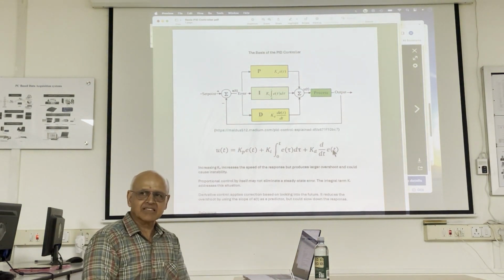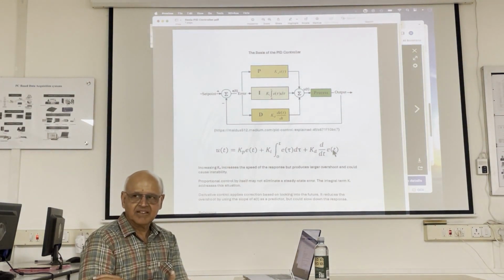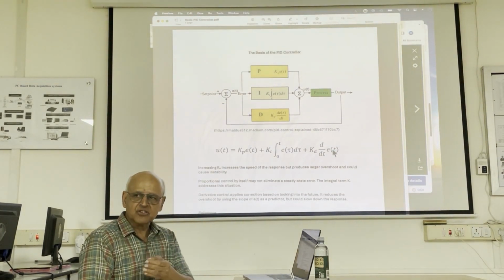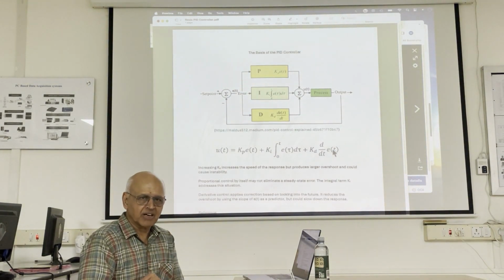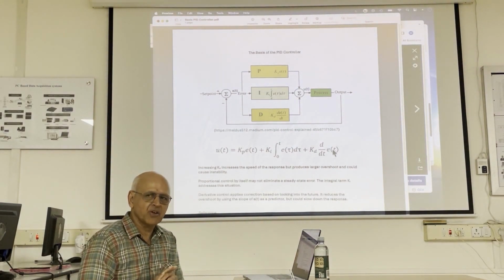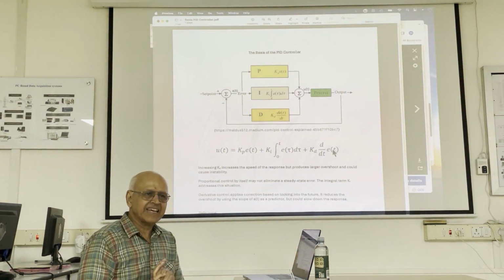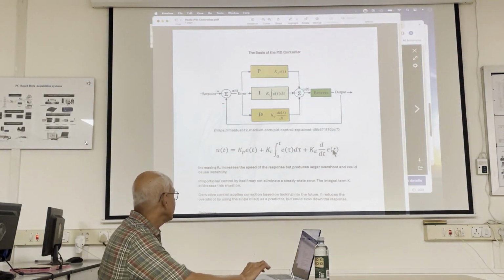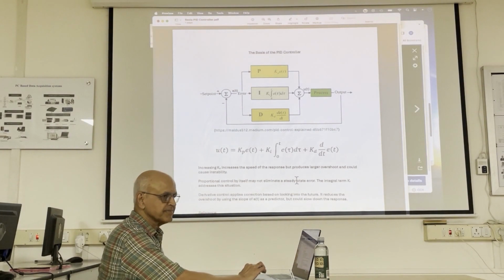So Kd acts like a damper to reduce the overshoot. But of course, the response is going to be slower than with proportional control alone. As I said, trade-offs. Everywhere in life, in engineering life, you have trade-offs. So the Kd term decreases the overshoot, but it's going to slow the response down. And that's what these words say basically.